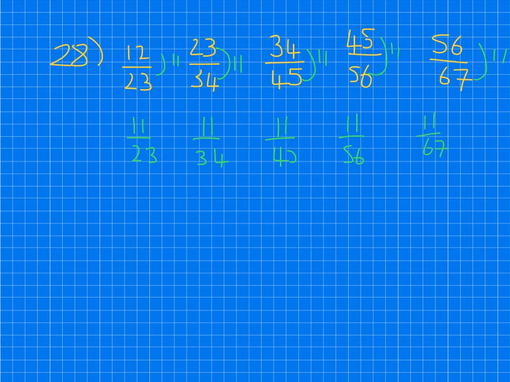So, given that these numbers are the difference between the fraction and our whole, 1, then the one that's closest to 1 is the one with the smallest gap. Well, the smallest gap is 11 67ths, because 67ths are much smaller than 56, 45ths, 34ths or 23rds. Therefore, the answer is E, 56 67ths. There is 1 mark for this question.